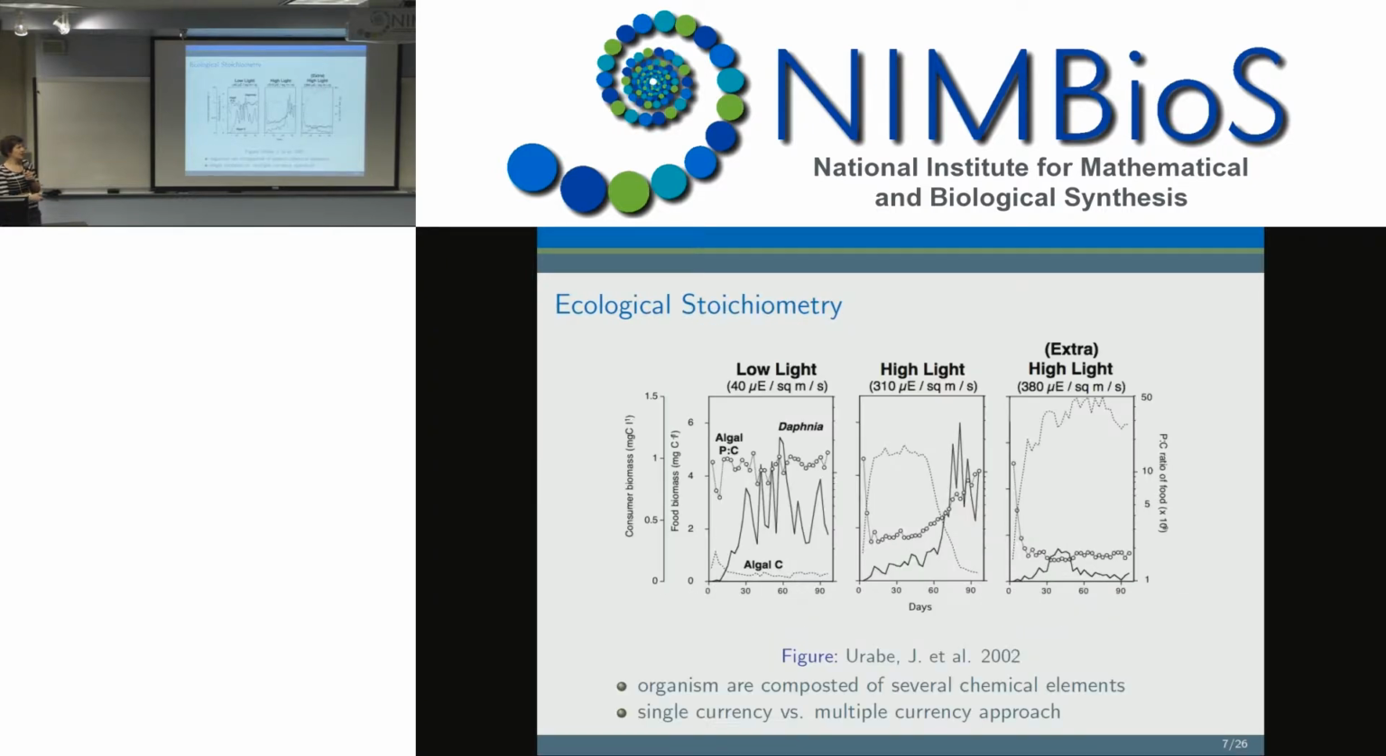Where this model breaks down is that when they put it under extra high light, the algae soaks up the sun because it's doing this photosynthesis thing, and becomes quite happy up here at these high levels. But despite this high food abundance, the Daphnia population is not able to thrive.